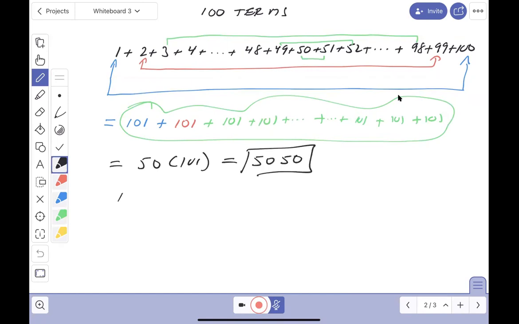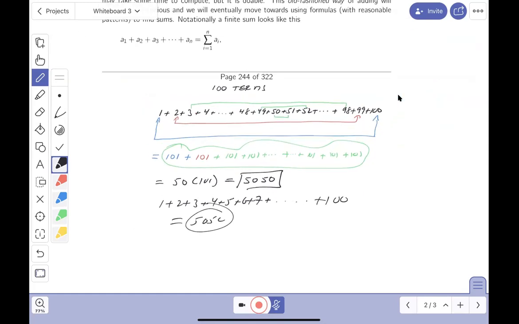If you like, you take your calculator now and do 1 plus 2 plus 3 plus 4 plus 5 plus 6 plus 7. You get exhausted over time, 8, 9, 10. You eventually get to 100. And I guarantee you, if you didn't make any mistake on your calculator, that you get 5,050. It's really not that bad, all right?